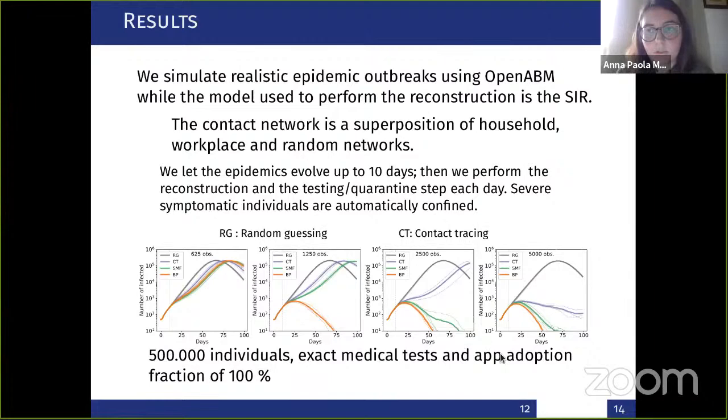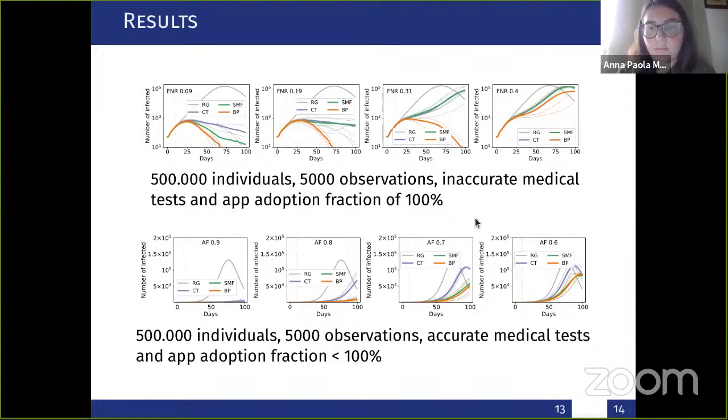So what we have done is to change these settings a little bit. First of all, we use inaccurate medical tests, and we change the false negative rate from 0.09 to 0.40. And you can see that even if 30% of the tests are inaccurate, belief propagation is still able to stop the epidemics completely. In the other case, we have an adoption fraction of the app which is not 100%. And well, you can see that all the models are no longer able to stop the pandemic, but still the number of infected people is very reduced. It means that you gain time to think about other measures such as lockdowns, for instance.